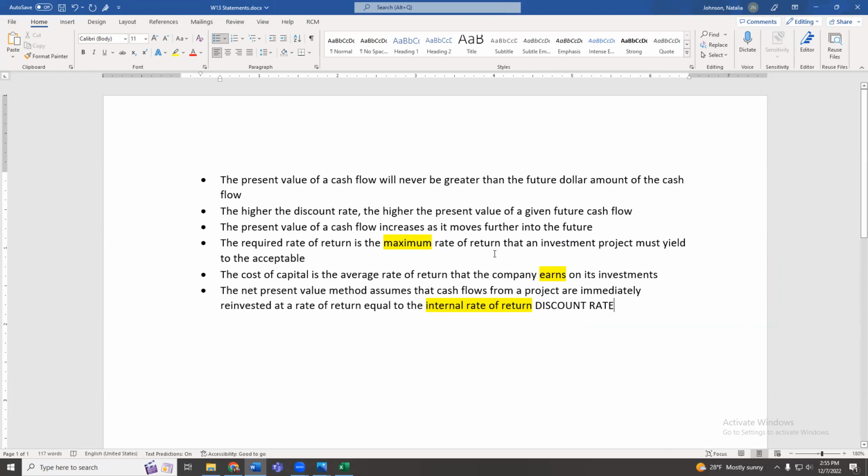So yeah, those are the statements that I've seen during this chapter 12, and I hope it makes sense.